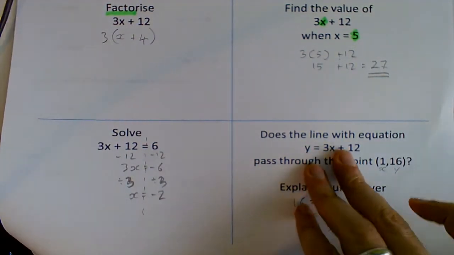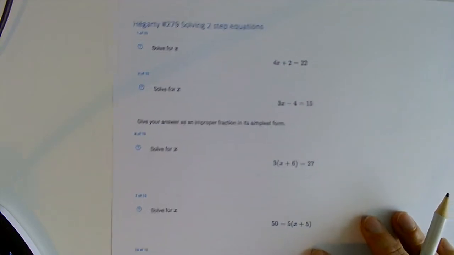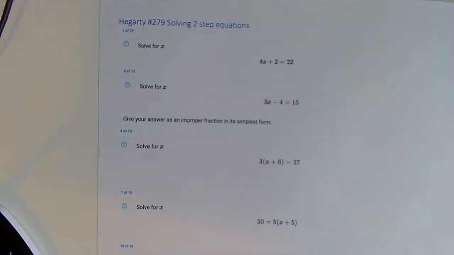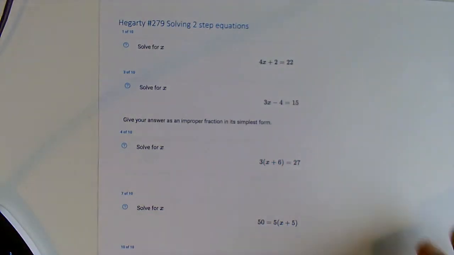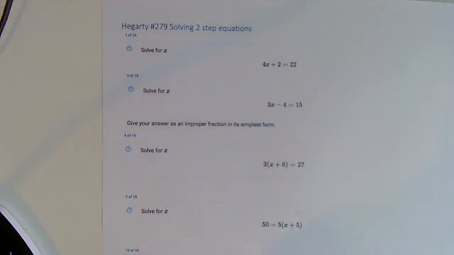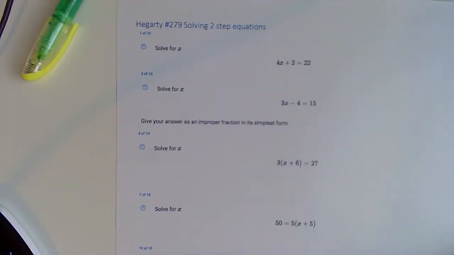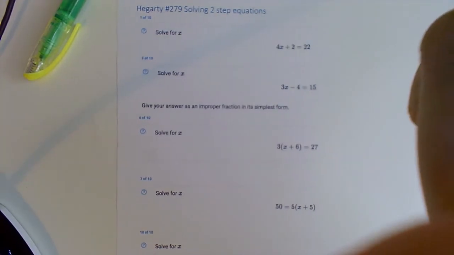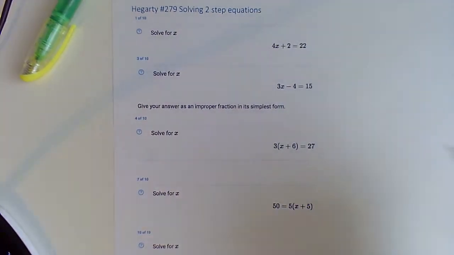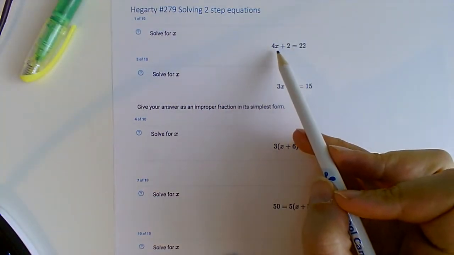Right, second part of today's lesson then is specifically looking at solving equations. Okay, so I've set you tomorrow this Hegarty Maths exercise, which is number 279. So what I've done is I've had a little look through the exercise and I pulled out the main types of questions. Okay, so your question 1 and question 2 will be dead similar to this one.